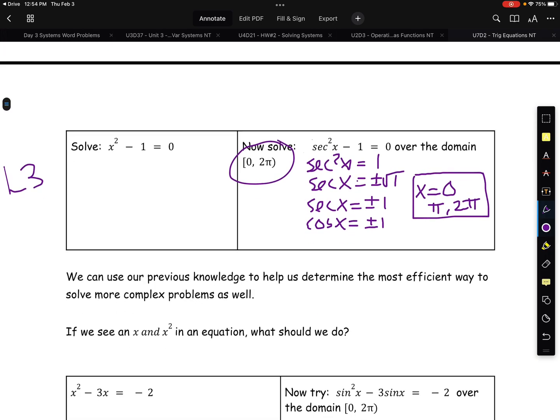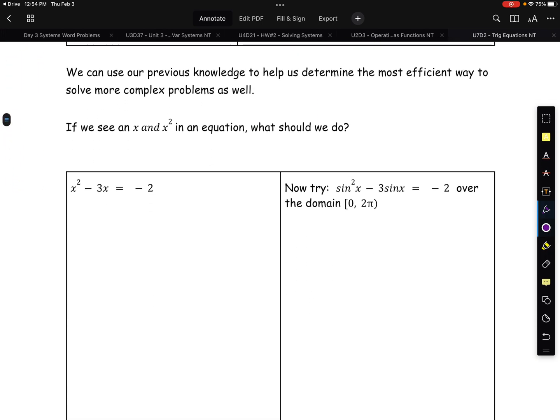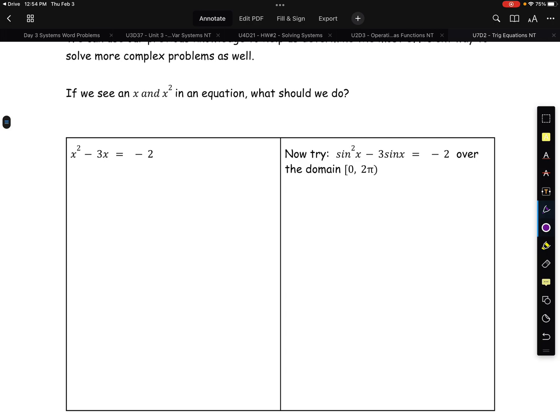So again, where are we working with all this stuff? We are working up to this. This is the main idea. This is where our factoring comes into play. So if I take this problem, sine squared x minus 3 sine x, and I add the 2 over.